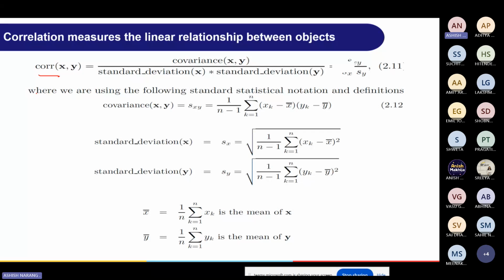So correlation can be positive or negative. This is the formula to calculate the correlation value. It is the covariance divided by the standard deviation of x times the standard deviation of y. X and y are the two attributes for which I am calculating the correlation. This is the formula for covariance, right?